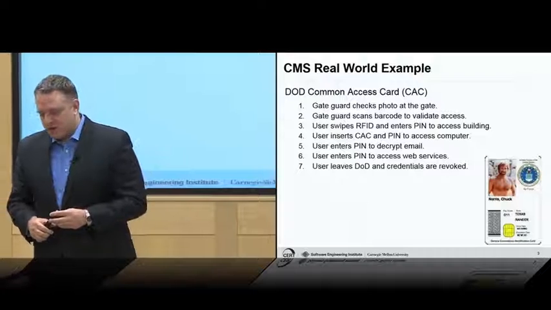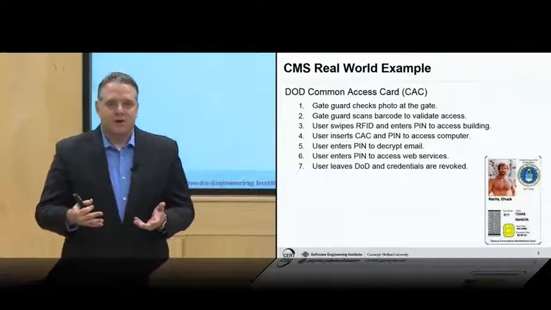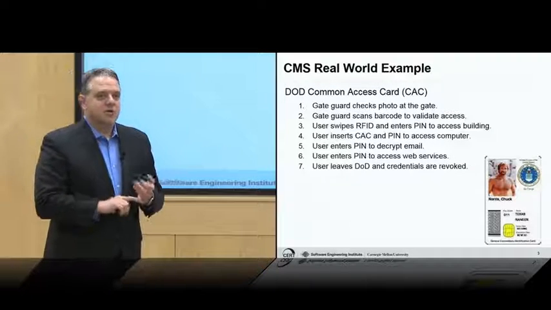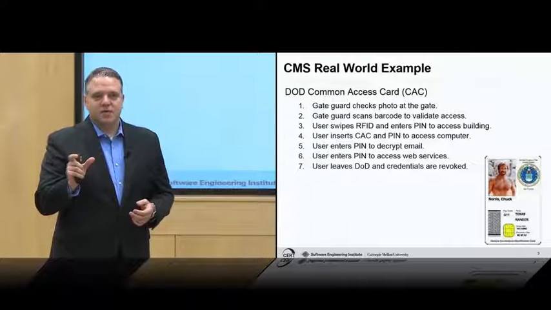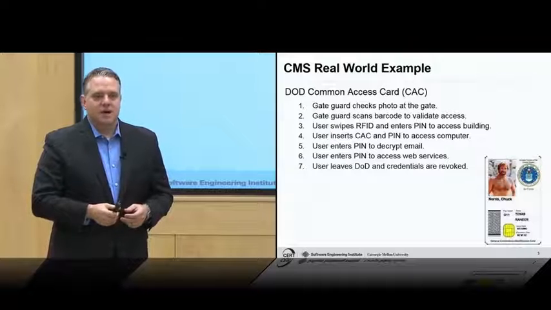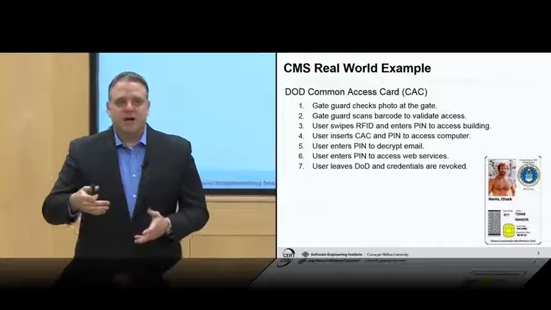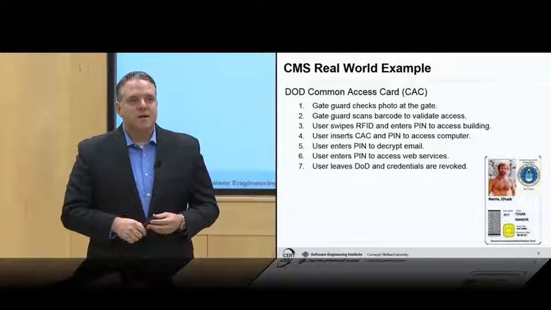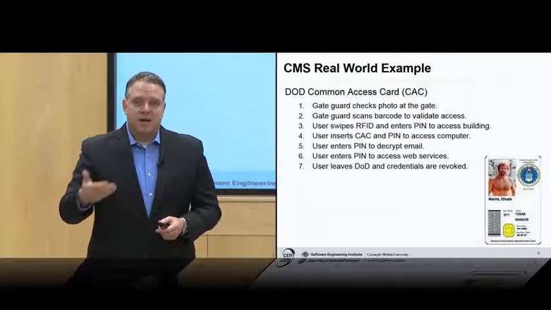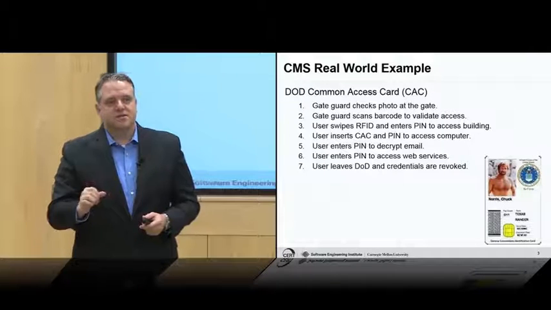As an example, look at the CAC card and all the things that you're able to do with your CAC card. And Mr. Norris there does everything well. The gate guard checks your photo at the gate. Where does your photo come from? The credential management system. They might scan the barcode on it and validate your address or who you are that way. You might swipe your RFID card and enter a PIN to access a building. All of that information comes from the CMS as well.